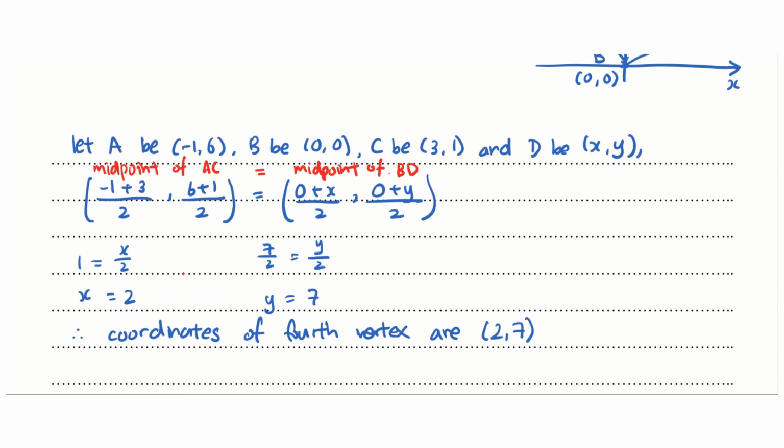Therefore, I will separate that out, and I see that I will get x equals 2 and y equals 7. Answering the question, we want a pair of coordinates, so the coordinates for the 4th vertex will be (2, 7).